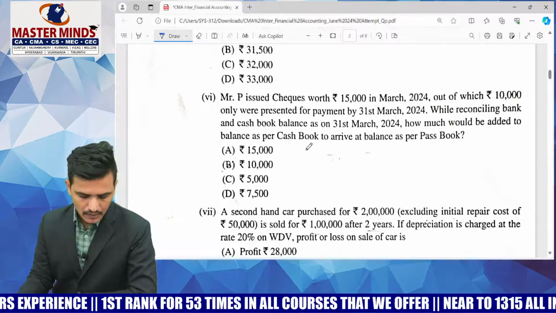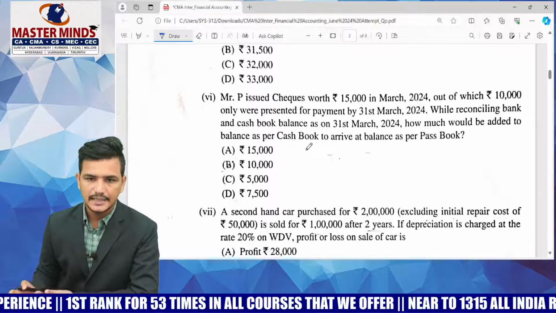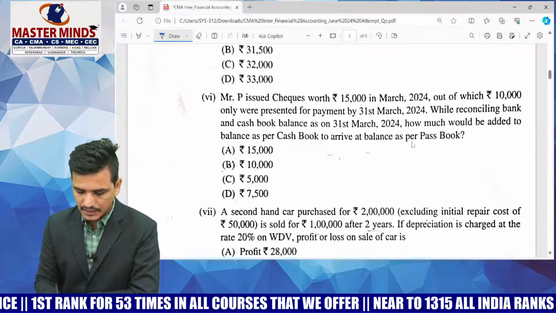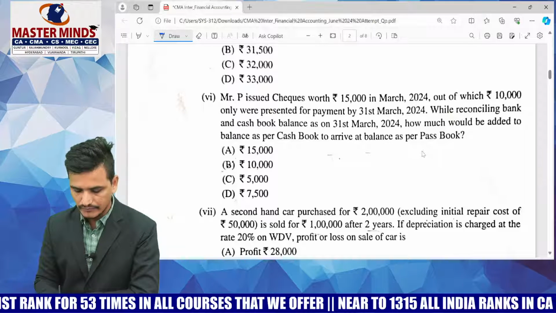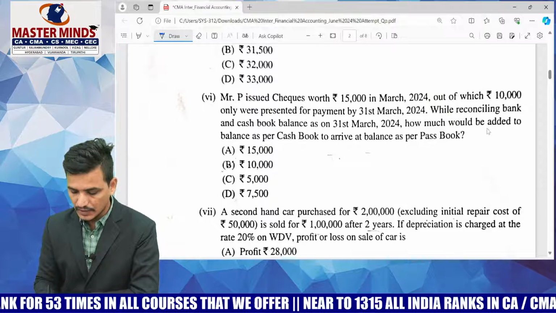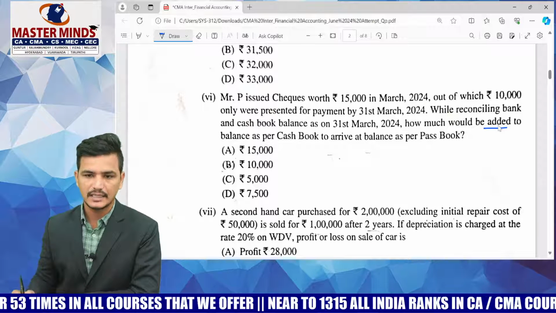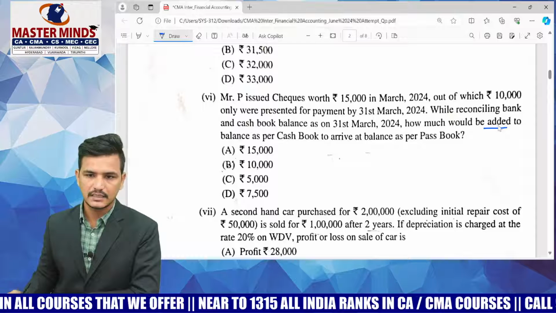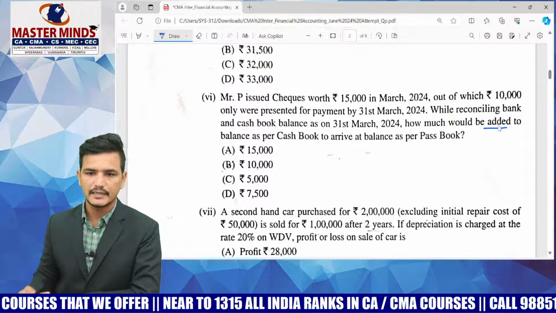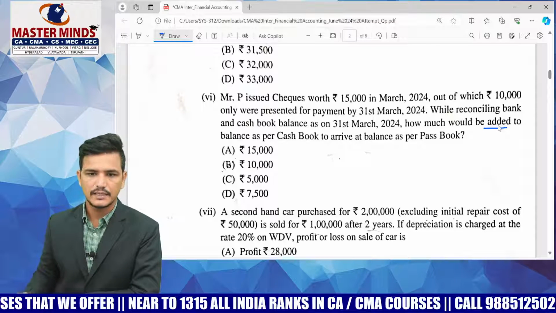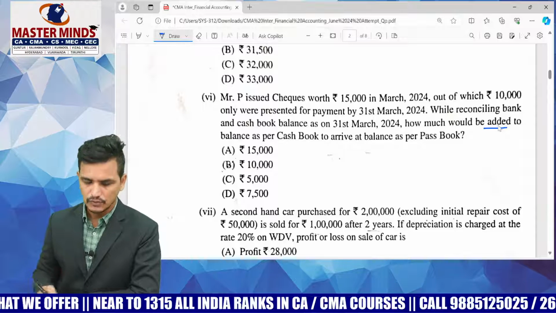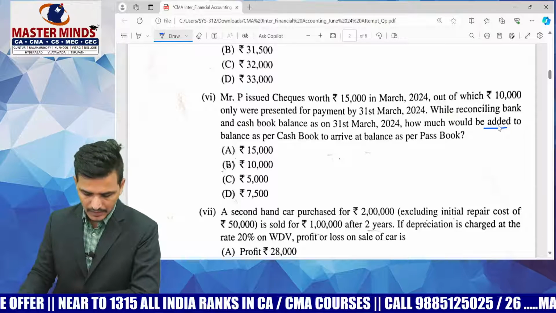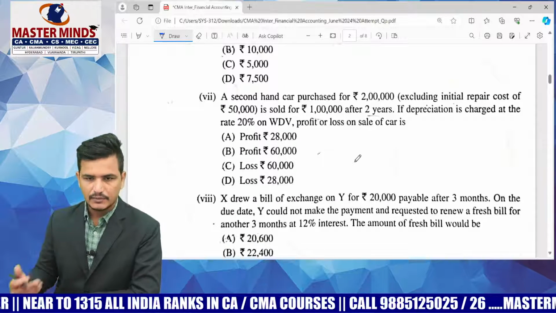Next question, MCQ number 6, is related to BRS. They are asking you to calculate how much amount is to be added. See here, they are not asking whether it is to be added or deducted. They are only saying that this much amount is to be added, and asking how much amount is to be added to get the balance as per the passbook. This is also a basic question only, a basic adjustment from BRS only.